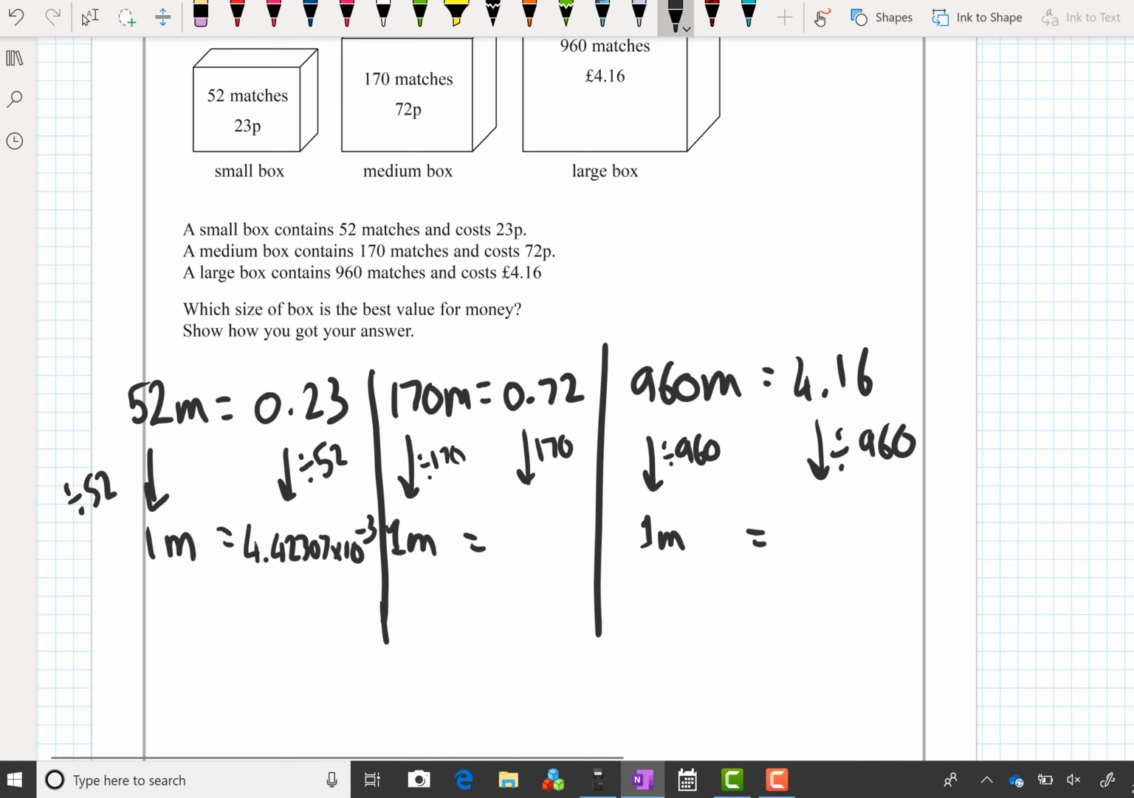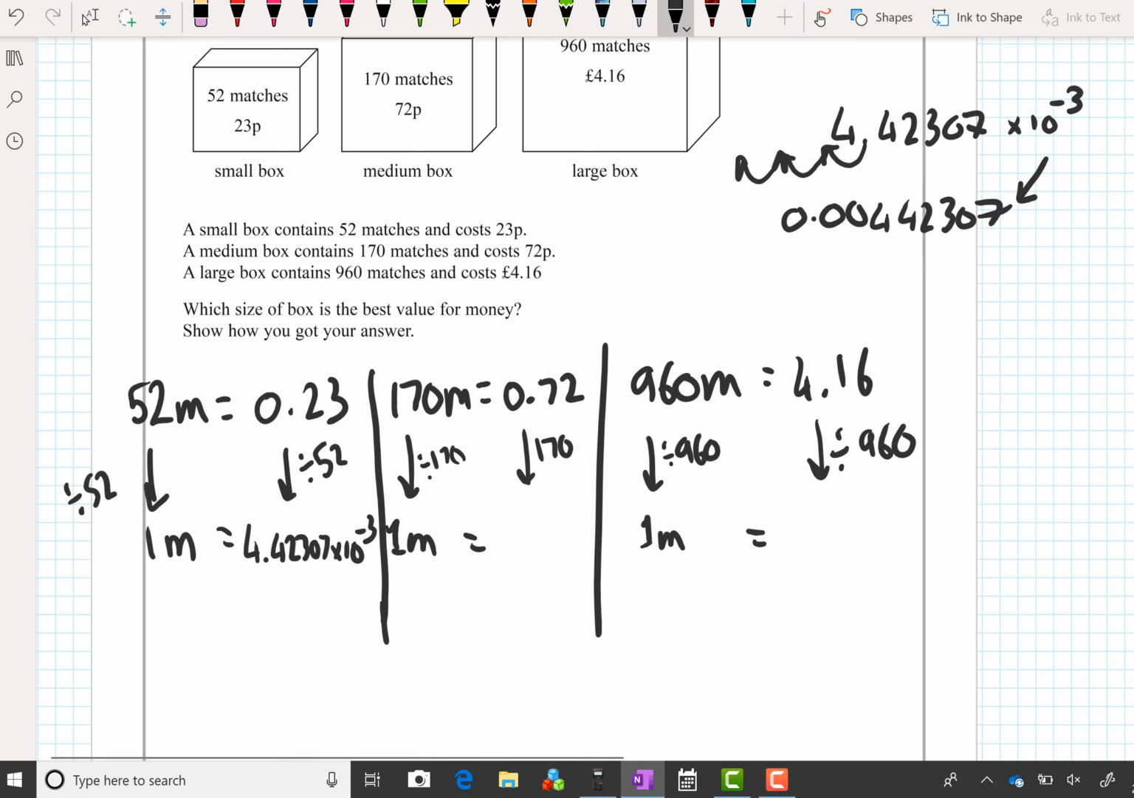For those of you who don't know, that means 4.42307. When it says times 10 to the minus 3, it means move the decimal place back 1, 2, 3 times. If you move it back past the 4 once, it'll be 0.442307. Move it back again, it'll be 0.0442307. And move it back one more time, it'll be 0.00442307, etc. So either or, just compare it like that.